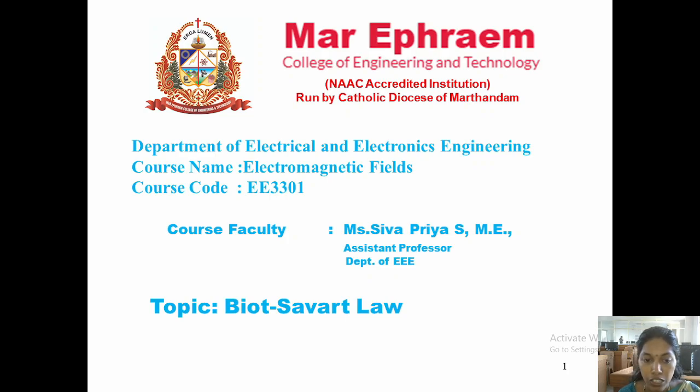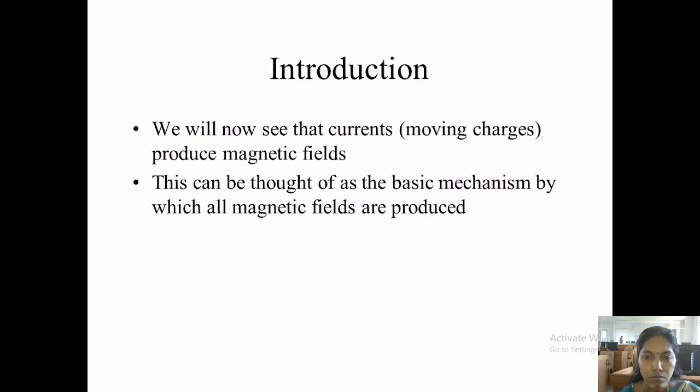Today we are going to cover the Biot Savart Law. In this lecture we will see how the current produces a magnetic field. The current, meaning the moving charges, moving electrons, produces the magnetic field. This can be thought of as a basic mechanism by which all the magnetic fields are produced.